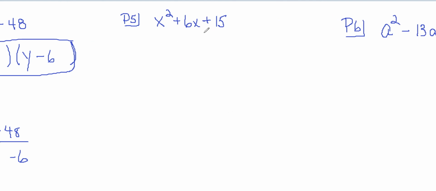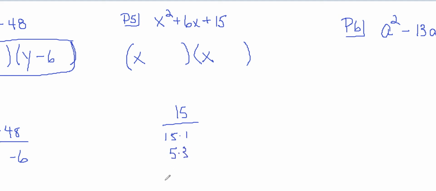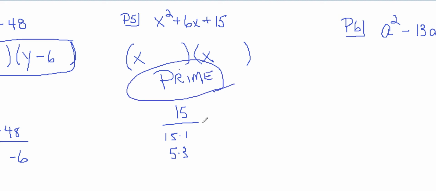Practice problem 5. Nice setup. Get the 15 down here. I need two numbers that'll give me 6 in the middle and multiply to be 15. So what have I got? 15 times 1. I've got 5 times 3. That'll get me 8. And that's all I've got. I have no other values, so this one is going to be called prime. I can't factor anything out of it right from the get-go, right from the start.